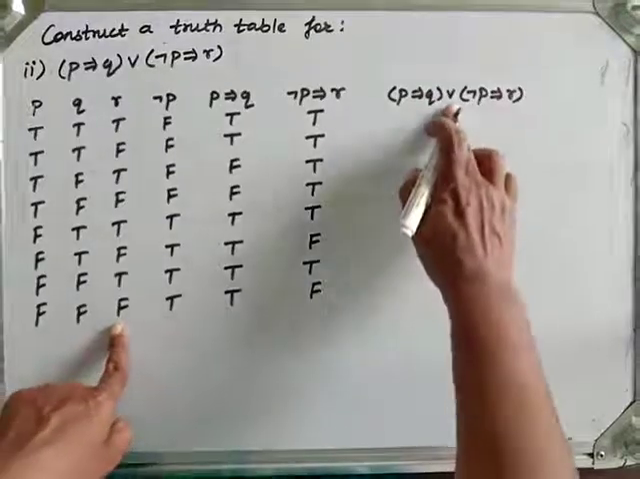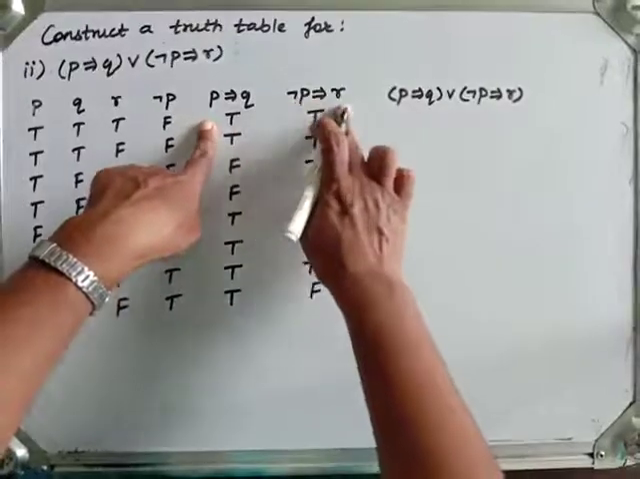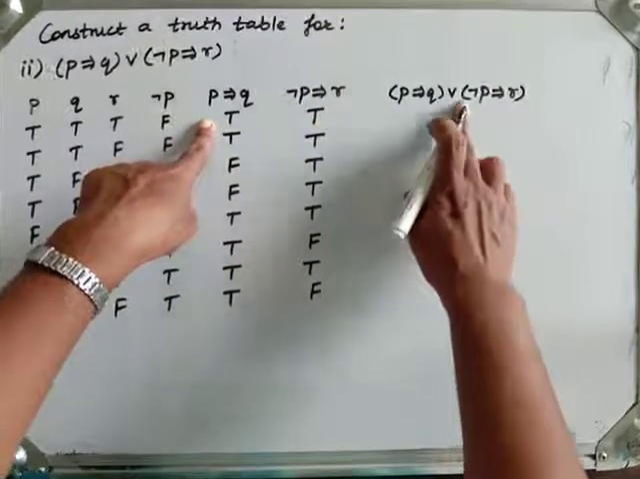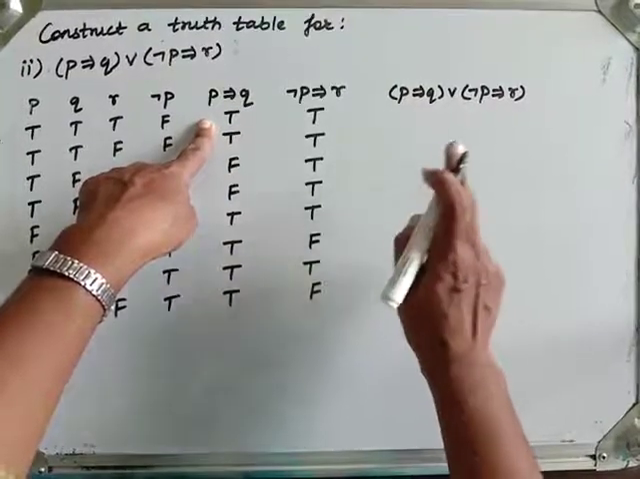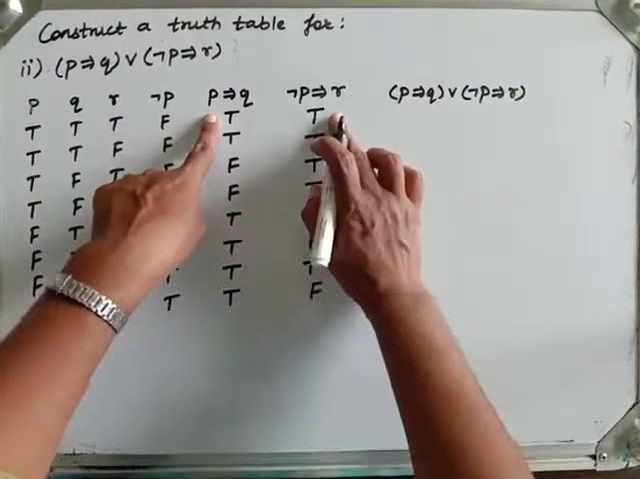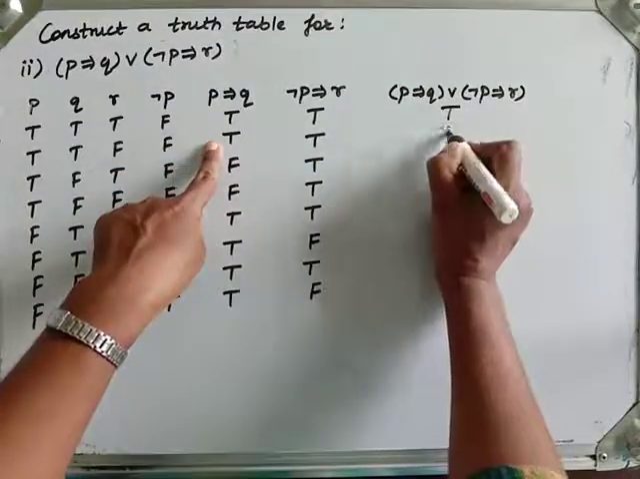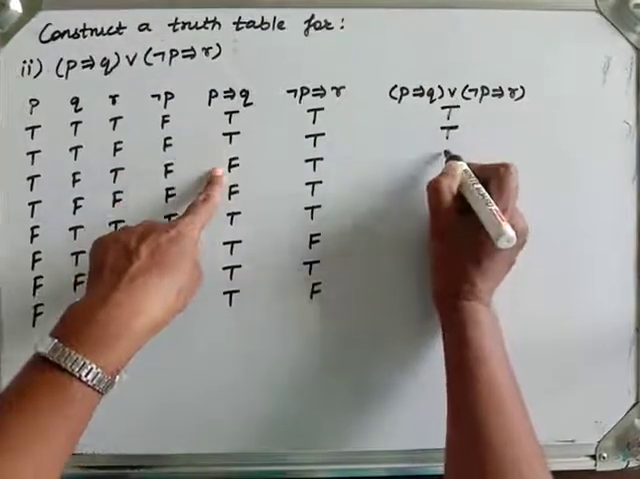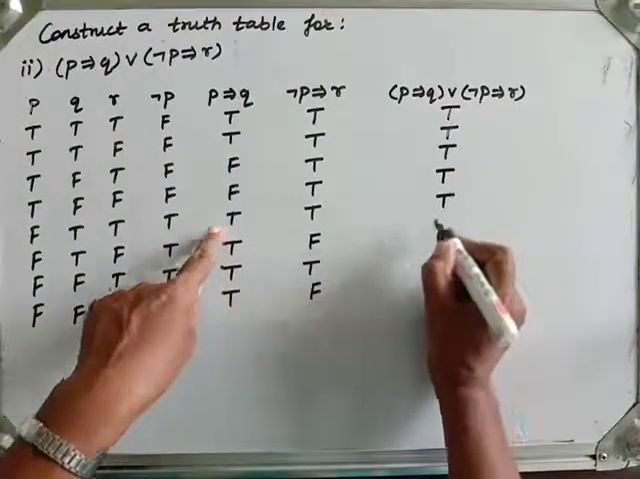Now there is a disjunction between these two, P implies Q and negation P implies R. OR is true when one of them is true. If both are false, it is false. So now true or true is true. True or true is again true. False or true is true. Here also true. True or true again true.